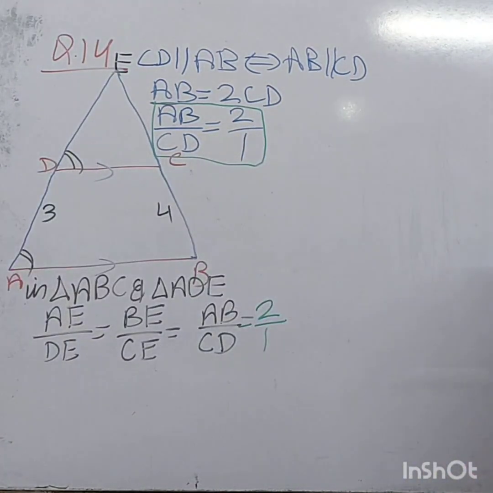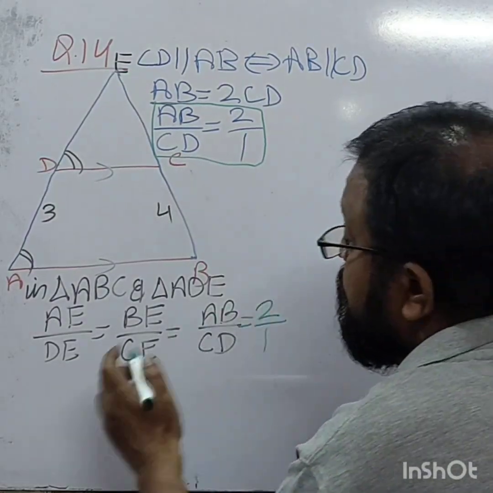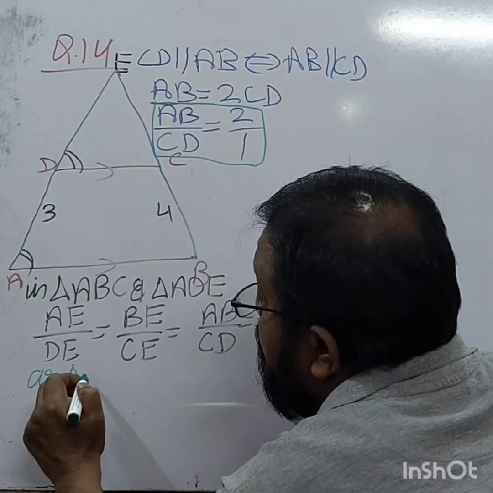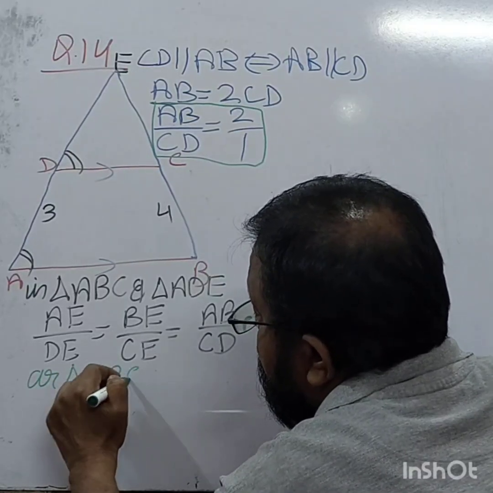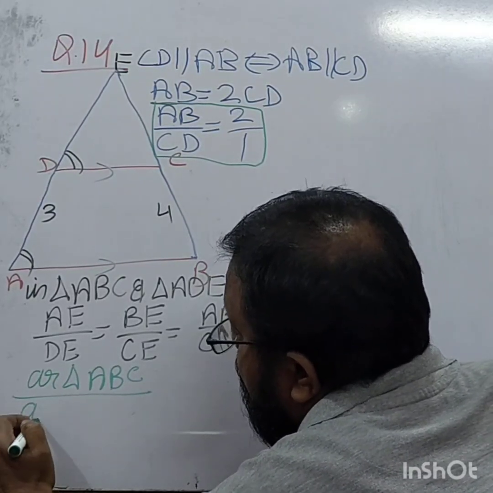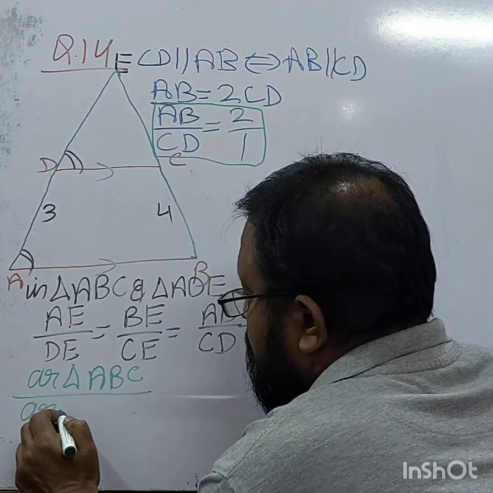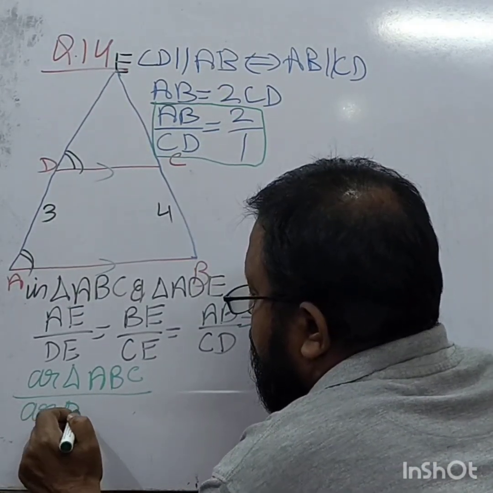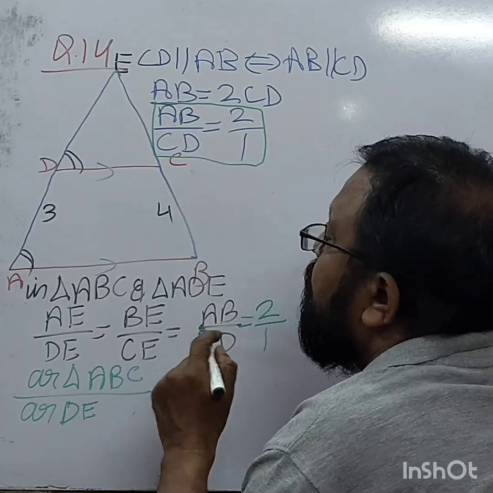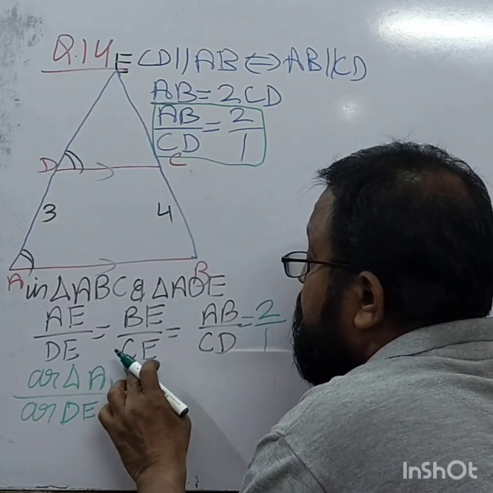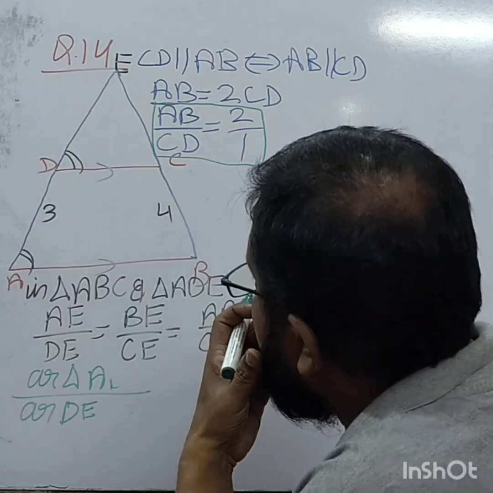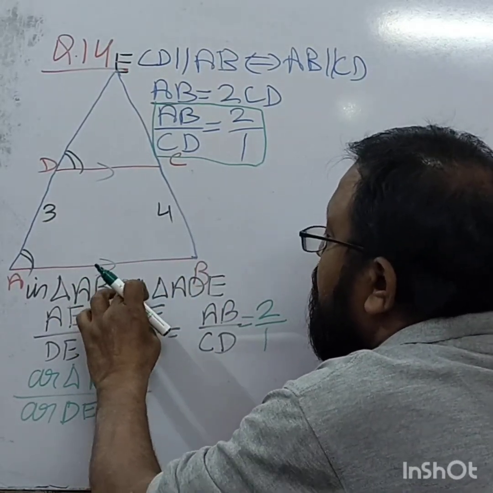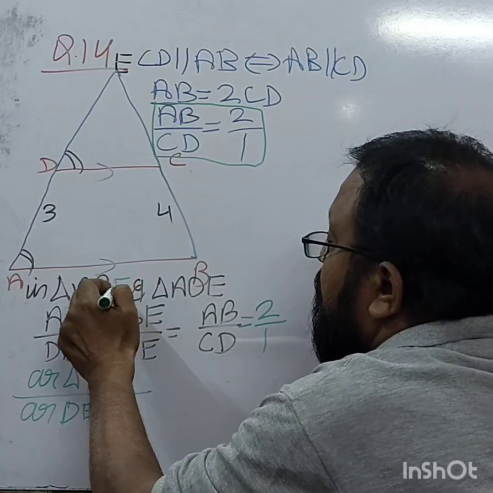Okay. So area of triangle ABE upon area of triangle DCE. No, I'm writing wrong, man. We used to write ADE, that's why it is ABE.